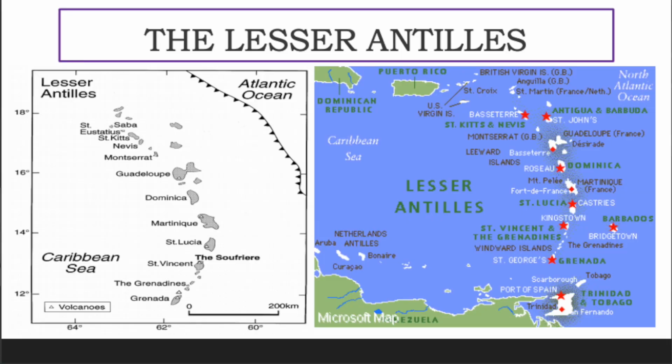The Lesser Antilles now includes islands like Saba, St. Eustatius. We'll come back to Saba, St. Eustatius in a few. St. Kitts and Nevis, Montserrat, Guadeloupe, Dominica, Martinique, St. Lucia, St. Vincent, and the Grenadines. Grenada. It goes down to Trinidad and Tobago as well.